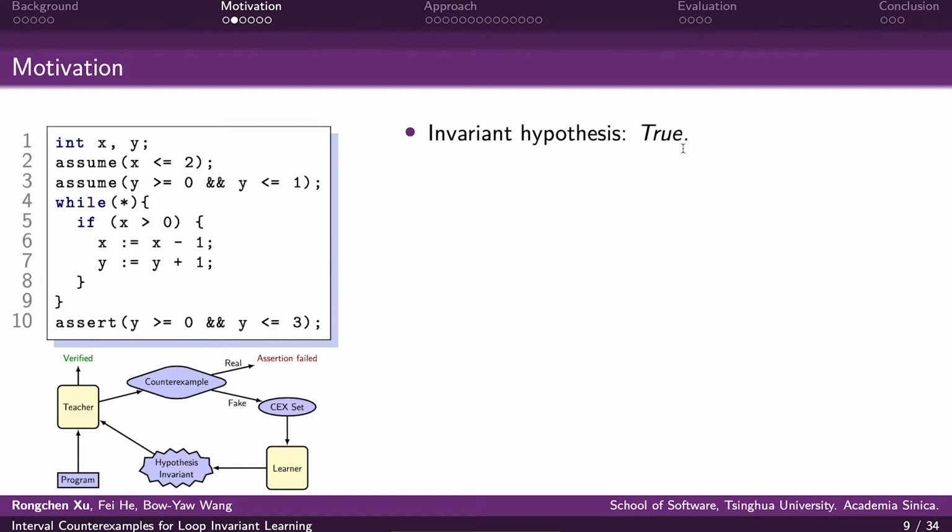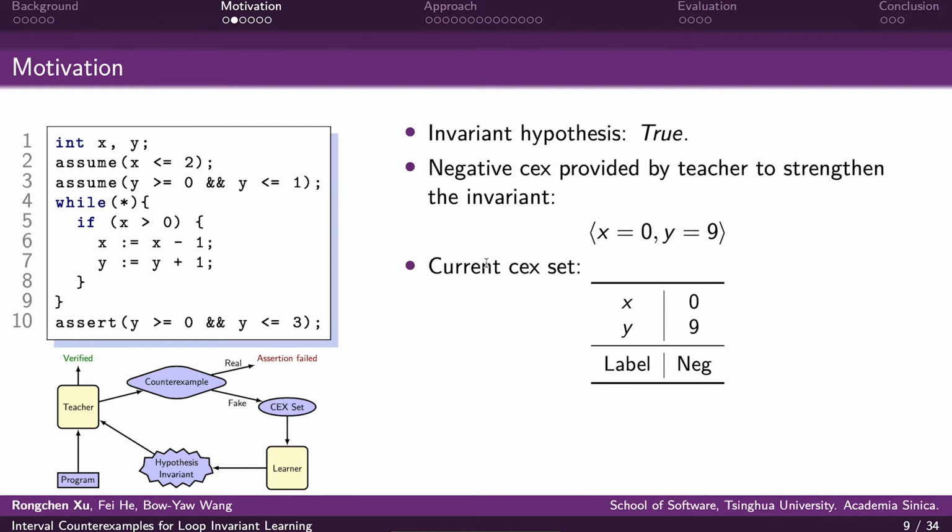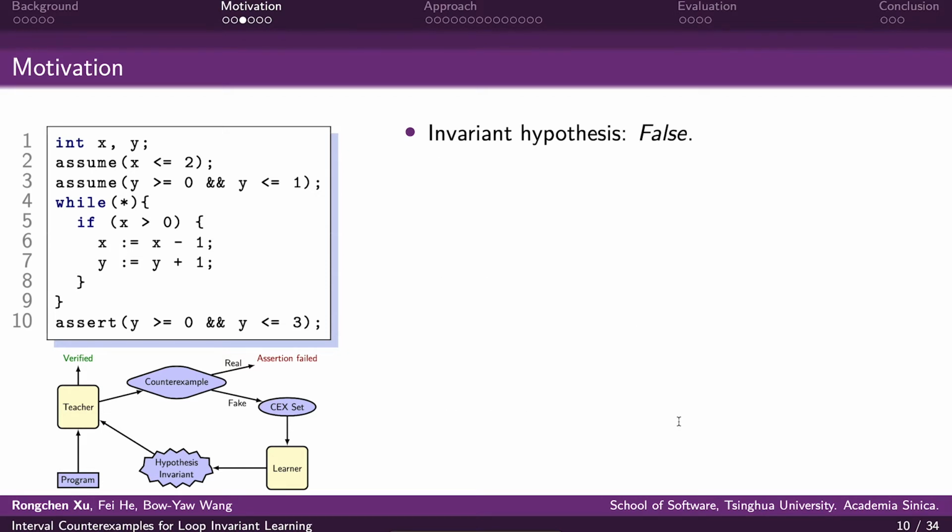Suppose initially our loop invariant hypothesis is true. Of course, the loop invariant is not sufficient because it cannot prove the assertion after the loop. Assume the SMT solver returns a program state x equals 0 and y equals 9 as a negative counterexample. We add it into the counterexample set, which is initially empty, and then ask the learner for a new invariant hypothesis. The learner modifies the invariant hypothesis to false.